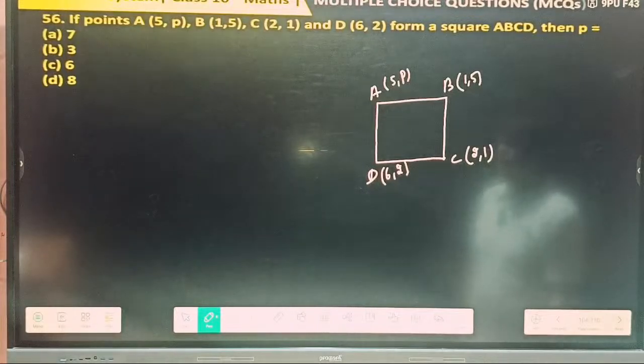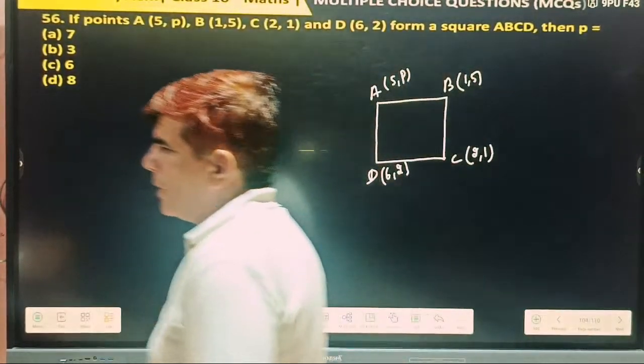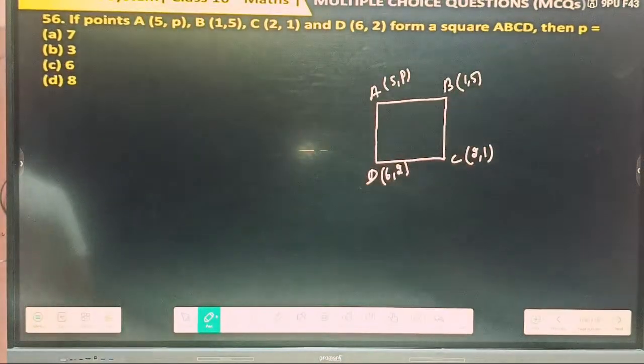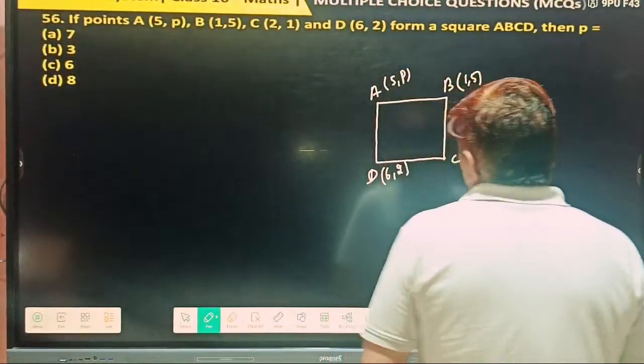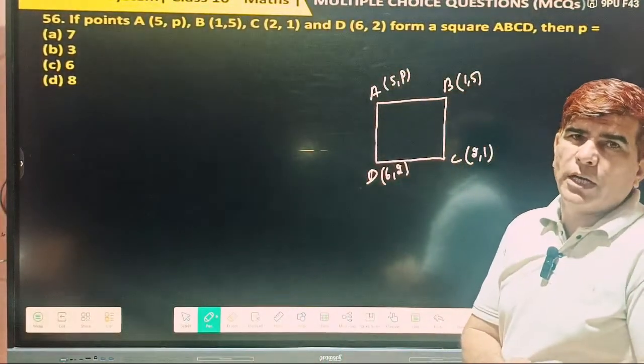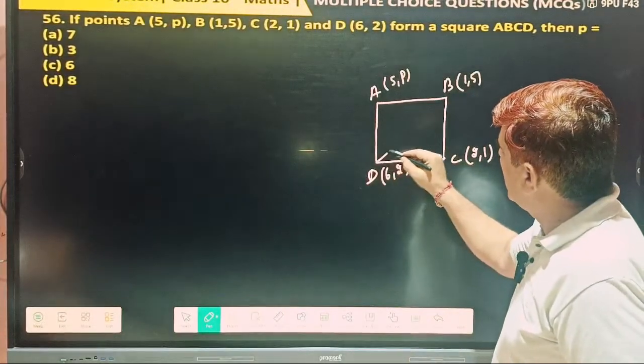So how can we find this out? There are two methods by which we can find out this question. How many methods? Two, which I can tell you. One time you can guess. So one is by the distance formula we can find out, the other we can find out like this.